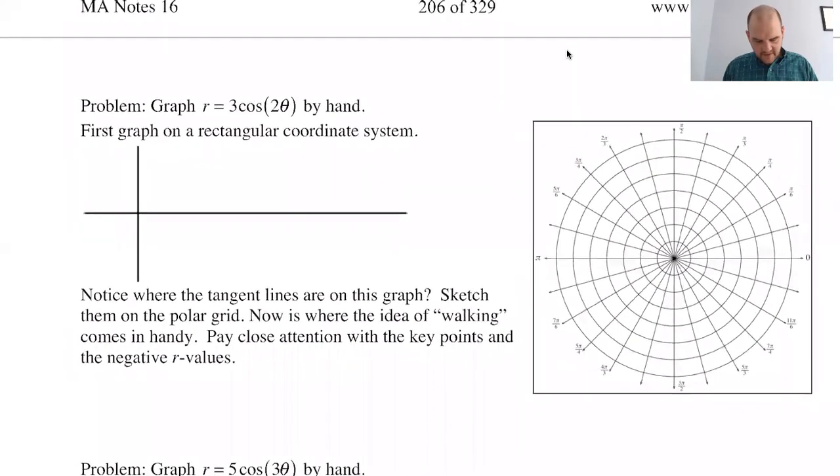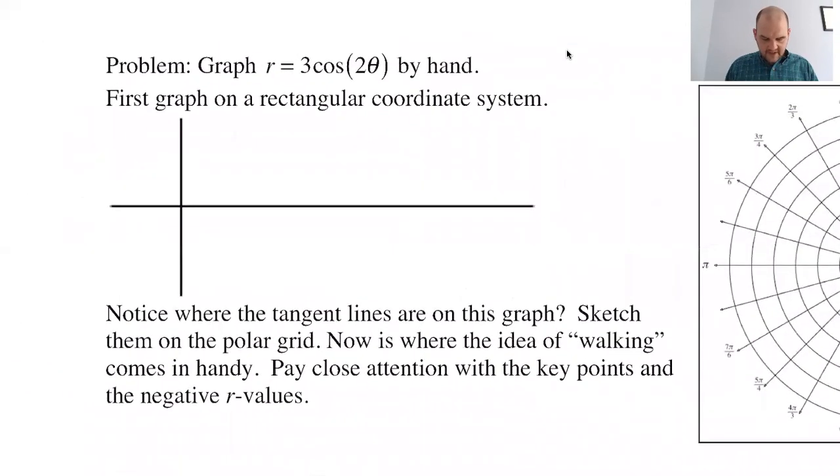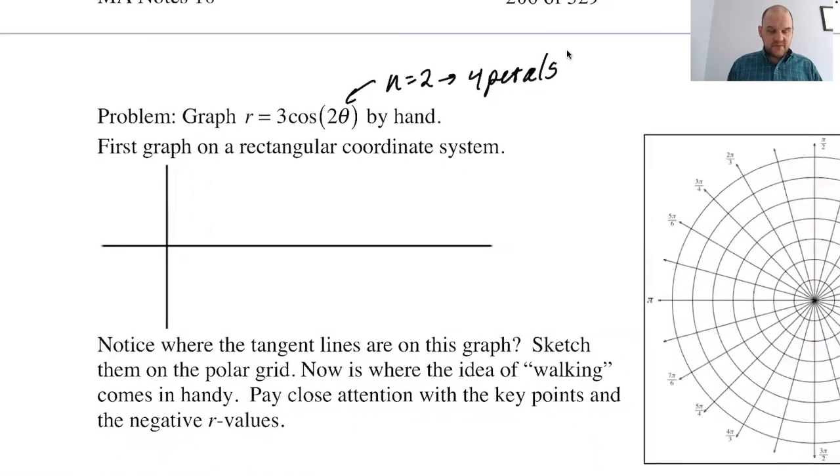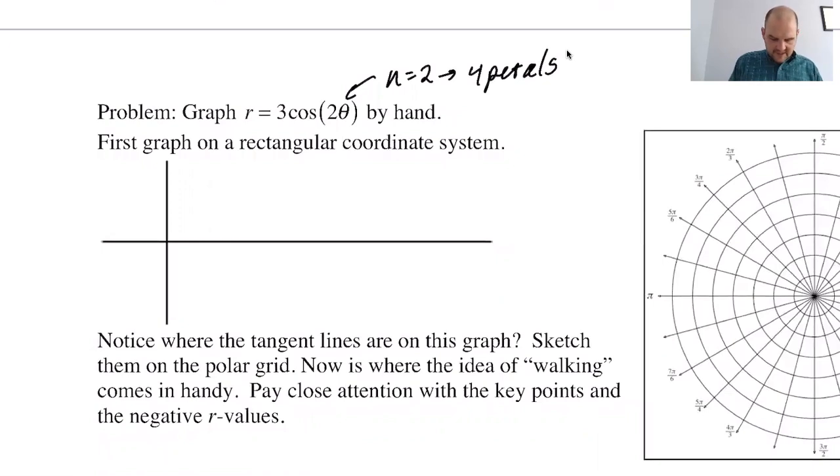All right, so here we go. I'm going to start off by graphing this, but give it a little forethought. Here, n is equal to 2, so there should be 4 petals. We don't really know what that means yet, but we kind of know what it means. The period of this thing is 2 pi over 2, which is pi. So if I go here to pi, this will be pi over 2, pi over 4, 3 pi over 4.